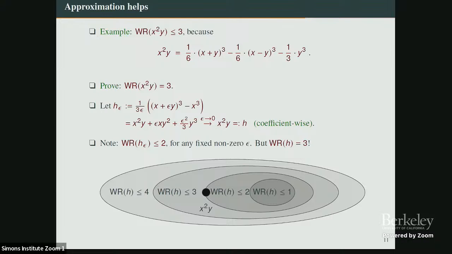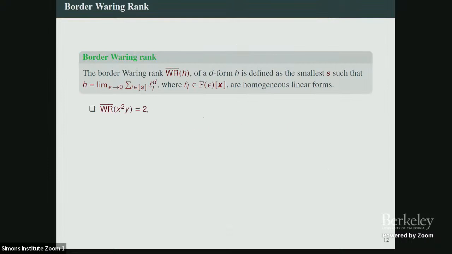The border Waring rank exactly can be defined as this. Border Waring rank of a polynomial h is basically: I want to write a sum of powers of linear forms, but Li has epsilon terms like epsilon square and so on. It has also 1 by epsilon and so on. So over the field of epsilon, I want to take the limit, and I want to write it as a sum of powers. So the same definition but with the limit, right?